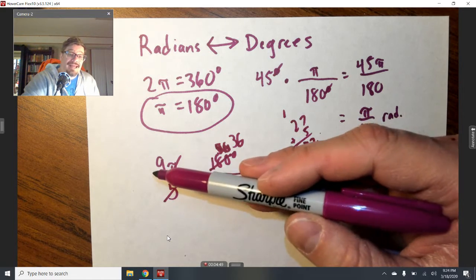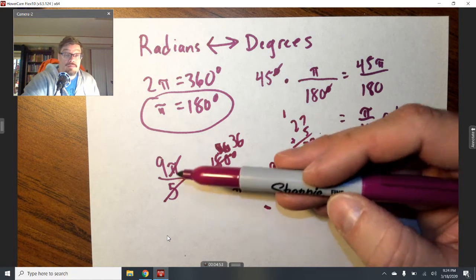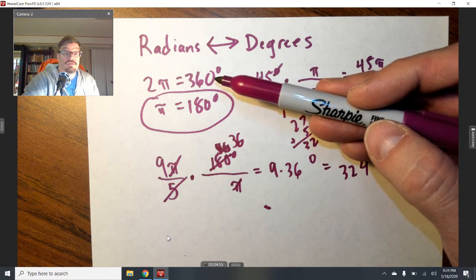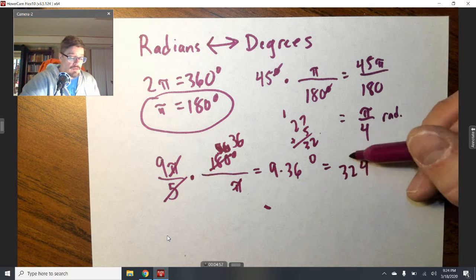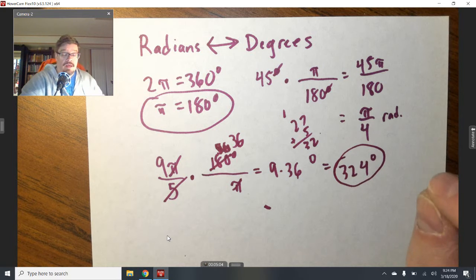So 324 degrees is pretty close to 360, but it's missing a pi over 5. If this would have been 10 pi over 5, that would have reduced to 2 pi, and 2 pi is 360 degrees. So 324 degrees is 9 pi over 5.